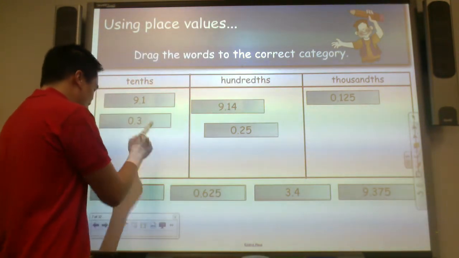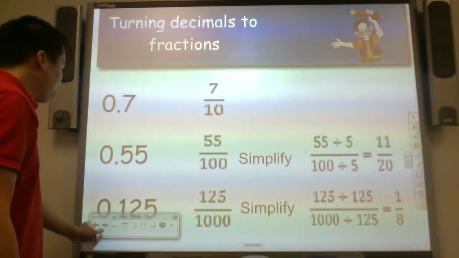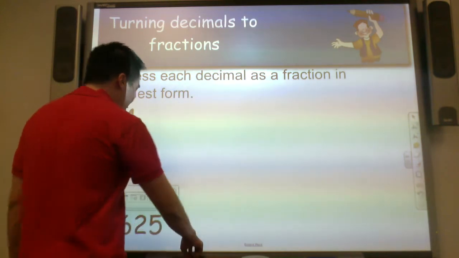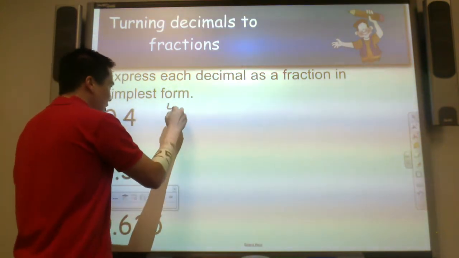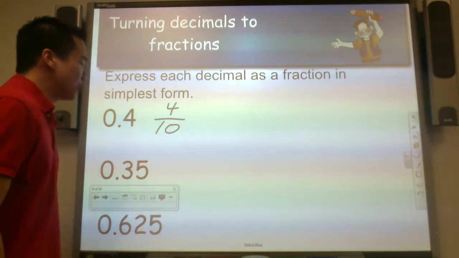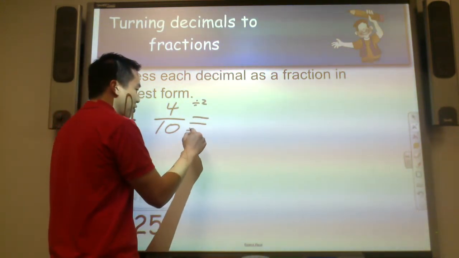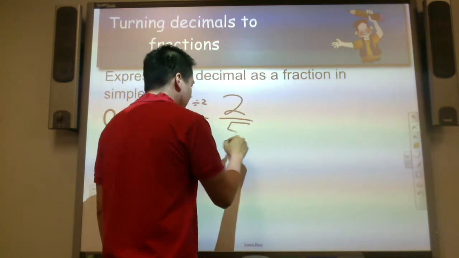0 and 4/10. Now that we have this, can we write these decimals as a fractions? And can you simplify 4/10? Well, both numbers are even, so we can divide both numbers by 2, 2/5.